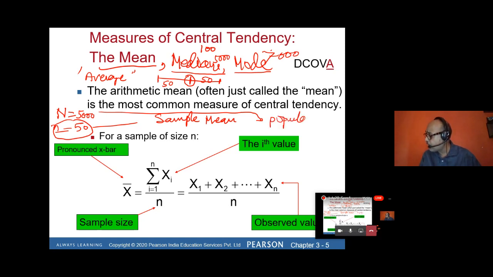All of you please note down whatever I am writing on the population mean. Sample mean is represented by the symbol x bar, and population mean is represented by the symbol mu. Am I clear? This is the difference between population mean and sample mean.